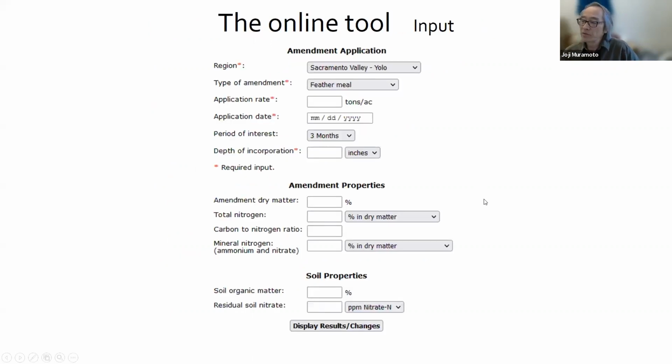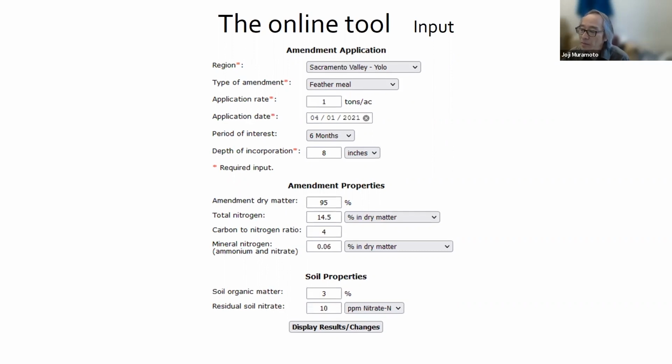In Daniel's online tool, you can choose regions. I think there are multiple regions, four or five: Sacramento, Central Valley, Central Coast, Southern California, and so forth. Then the type of amendment, seven different kinds, application rate, application date, period of interest, and depth of incorporation. If you know the actual number of amendments you are going to simulate, you can type it in. Otherwise, a typical number is used.